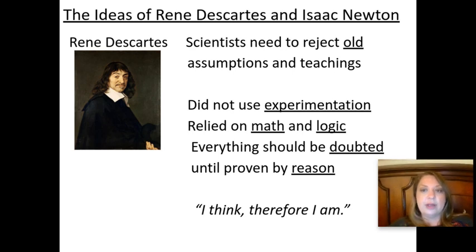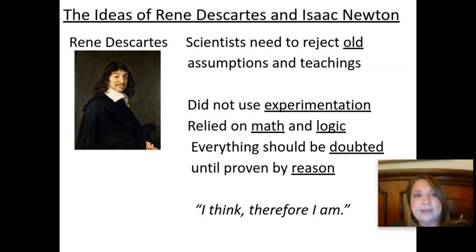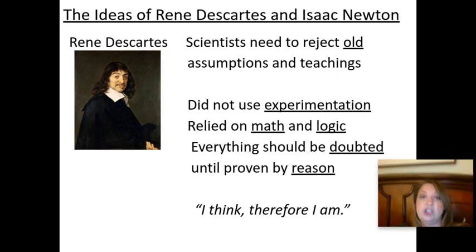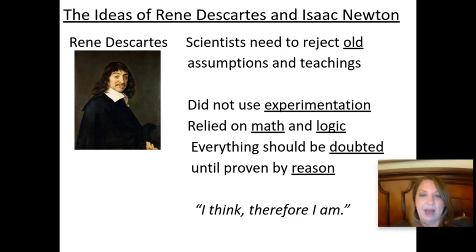Okay, so now we move into some of the other scientists and mathematicians who use the scientific method to discover new laws in math and science. The first one is Rene Descartes, and he was a scientist who said that older scientists need to reject the old assumptions and teaching. He didn't rely as much on experimentation, but more on math and logic. And he said that everything should be doubted until proven by reason. So his name, Rene Descartes, is just one that is associated with the scientific revolution.